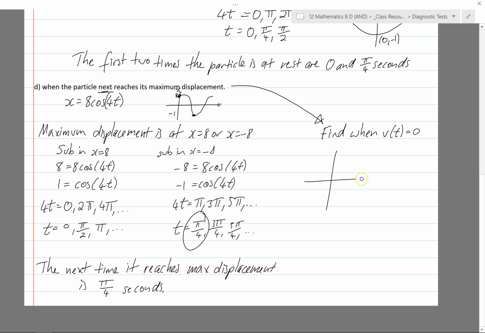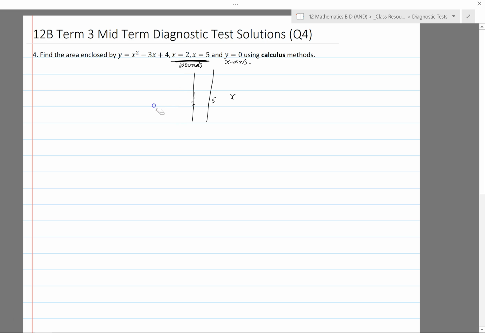When it tells us these two lines, x equals 2 and x equals 5, if I graph these, this is x equals 2, and this is x equals 5. So this is just really telling us what the bounds are. Okay, and y equals 0 is the x-axis. So it's really asking me to find the integral between 2 and 5 of this function.